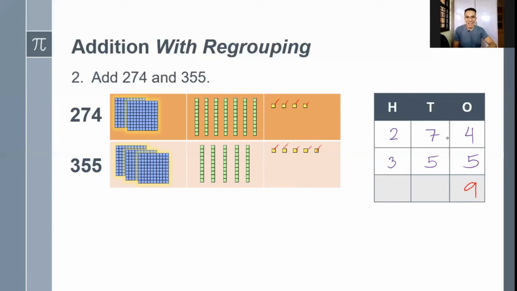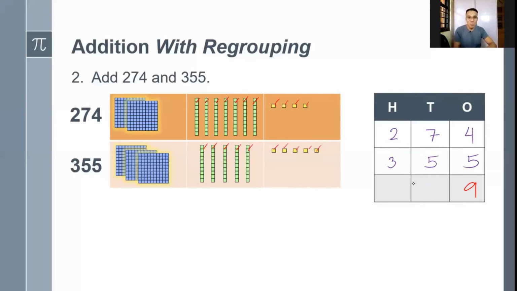What about the tens? We have here 7 tens and 5 tens. Let's count the number of tens in our base 10 blocks. 1, 2, 3, 4, 5, 6, 7, 8, 9, 10, 11, 12. There are 12 tens altogether. But we have a problem there because we cannot write 12 here. So what are we going to do?